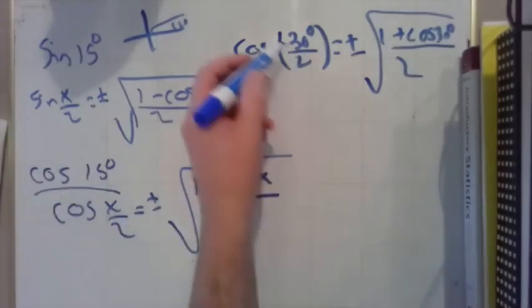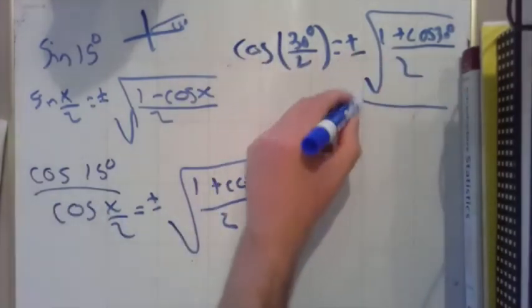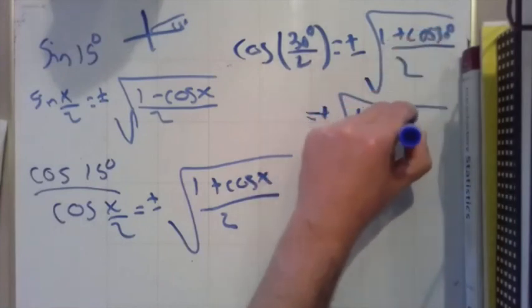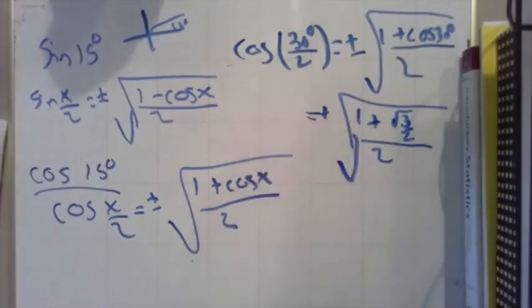Again, we're in quadrant 1, so I know I want the plus. Cosine of 30 is root 3 over 2. That's over 2, and this square root again comes all the way down to ground level.